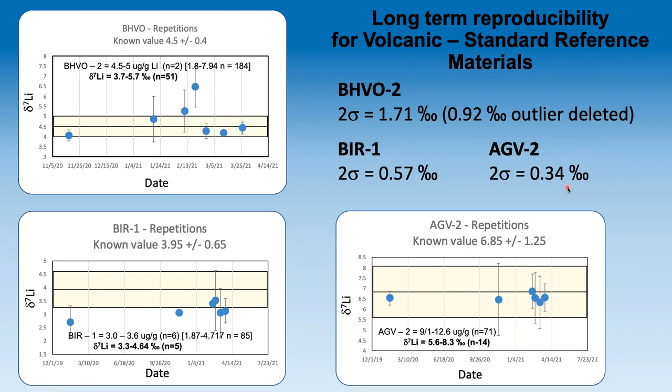And we're doing it with low amounts of lithium, although if you notice, Guano Valley has more lithium, BIR has very, very little, and BHVO is kind of mid-range for igneous rocks. But we're doing it on very low amounts of lithium in a quad very quickly, and we are stable, really stable, both in the short term and the long term. And that is key here.